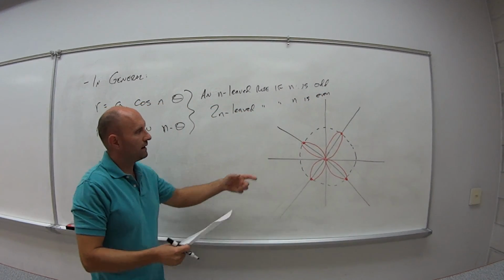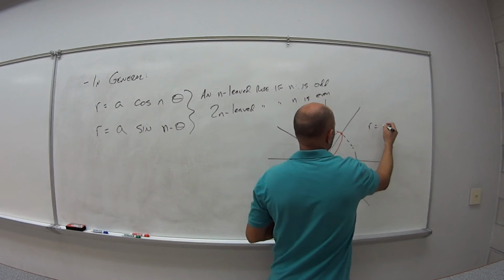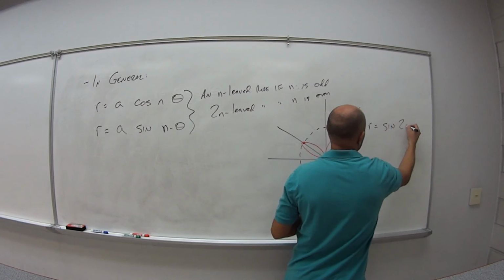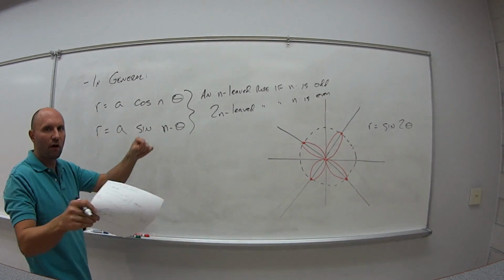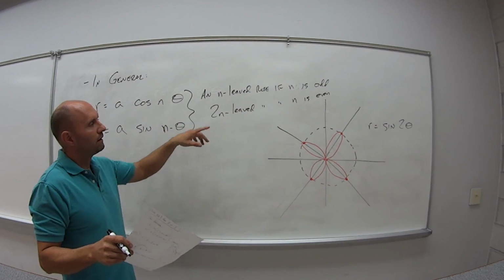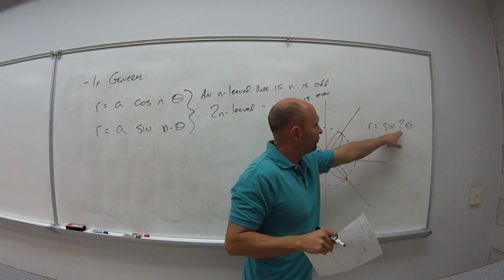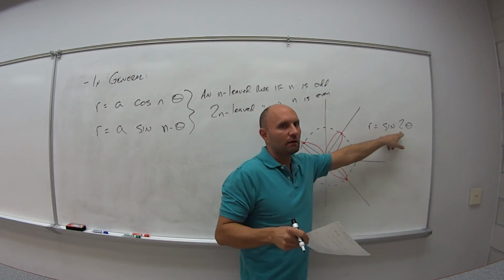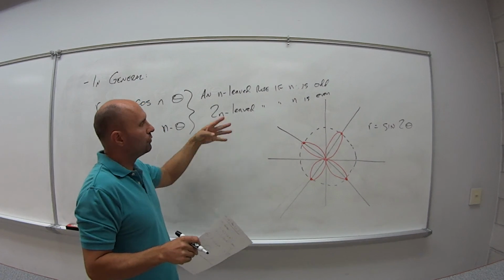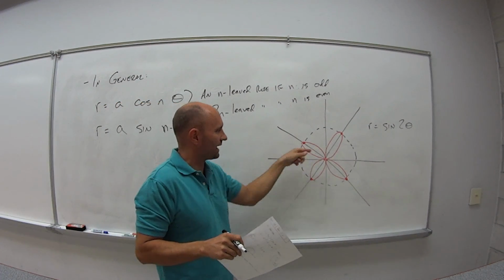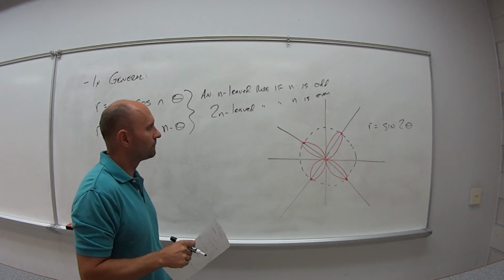So that's what we had here. We had r is equal to sine of 2 theta. Our amplitude, the a, just tells us how far out the leaf is going. But because we have this 2 here, that's our value for n. So that means because n is even, we're going to have 2 times 2, or 4 leaves, which is exactly what we ended up with here.